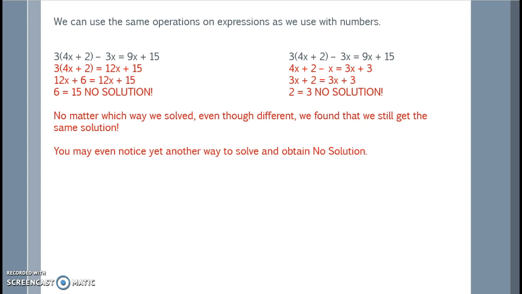You may even notice yet another way that we could solve and obtain a no solution. So there are many different ways that we can solve equations. No one is right over the other, just as long as we do the operations appropriately.